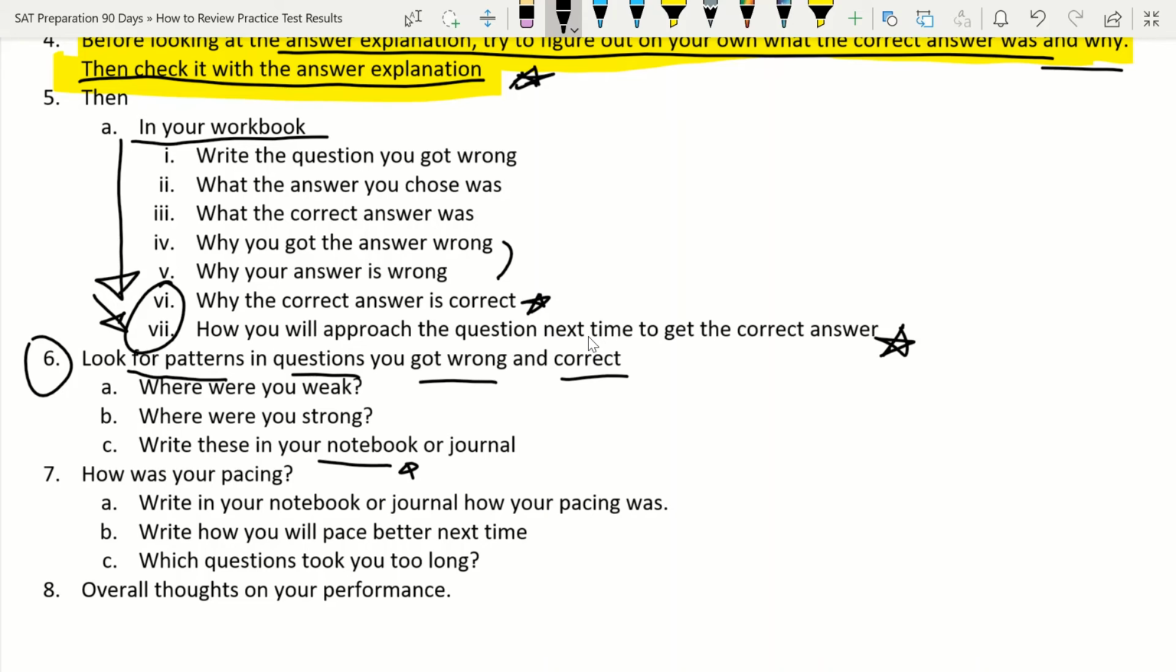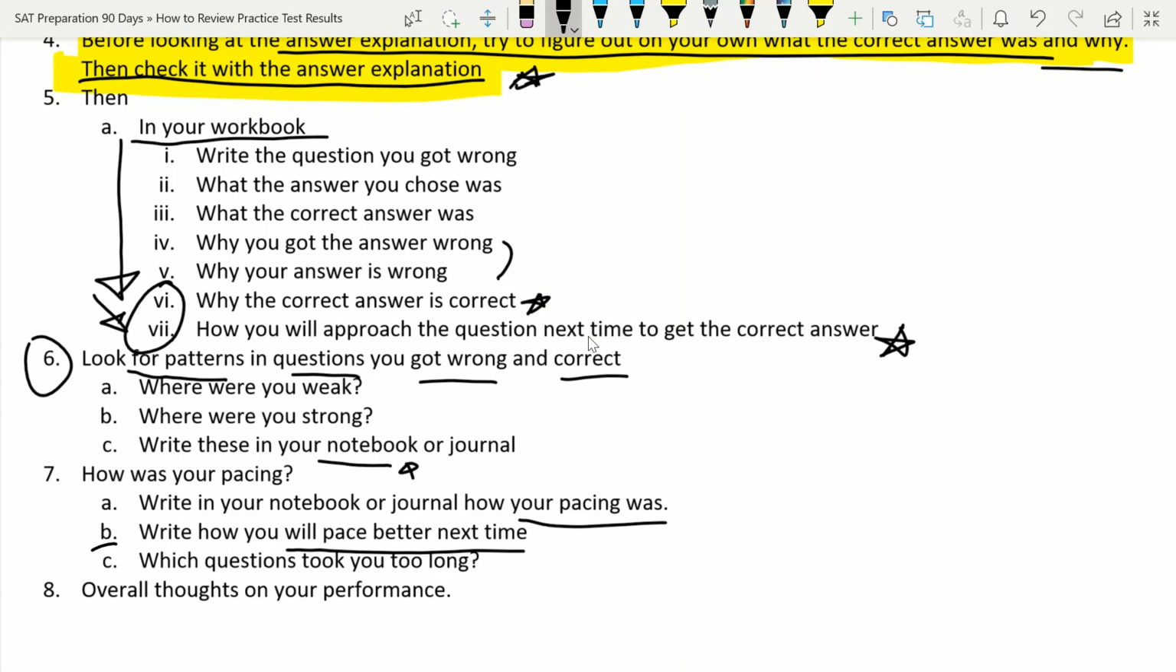So was your pacing really good on a certain section or really bad on a certain section? Was your pacing really strong in the beginning but really bad in the end? Did you start off too slow, end too fast? You want to make sure that you write down how your pacing was, right? And that's going to help you to pace better next time. So you're going to write how your pacing was during that practice test yesterday, and then how you're going to pace better next time. So what are you going to do differently next time to improve your pacing?